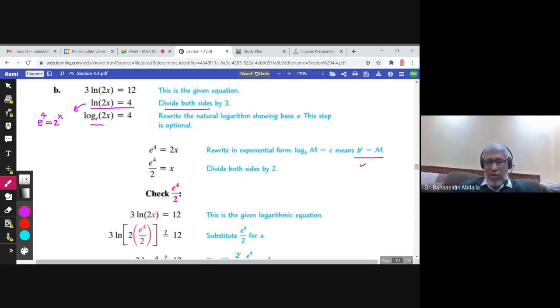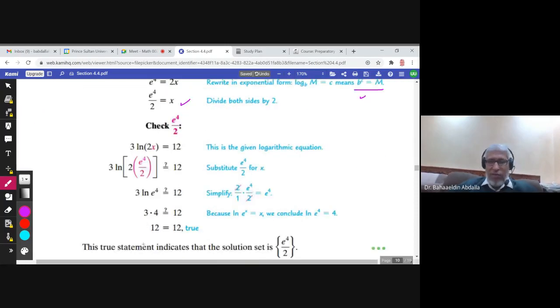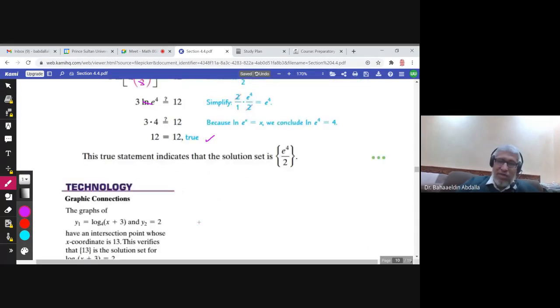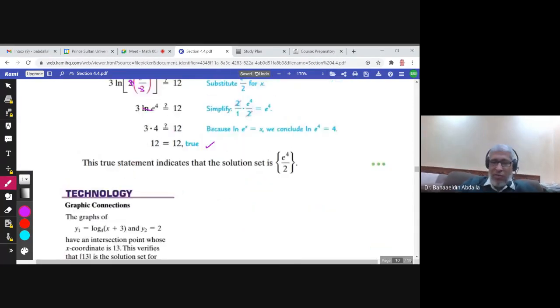And now you solve the equation for x, you divide by 2, so that's the solution. The solution is e to the power 4 over 2. Now you have to check this solution whether it makes 2x positive or negative. You replace x by e to the power 4 over 2. If you multiply by 2, 2 cancels with 2, and you get ln e to the power 4. ln cancels e, if you remember, and you get 3 times 4. So 12 equals 12. That's true. So the answer is e to the power 4 over 2.